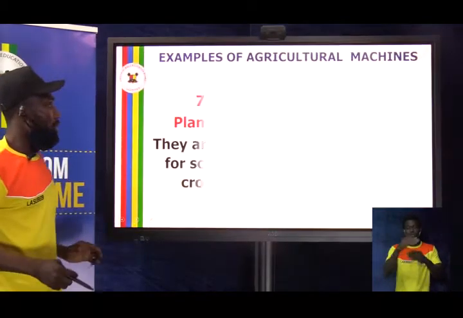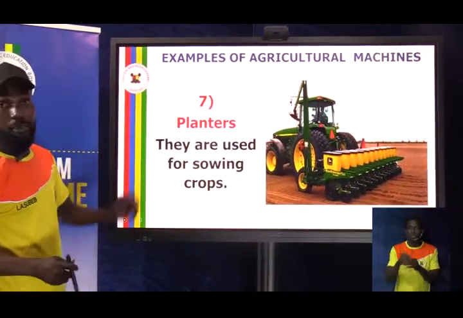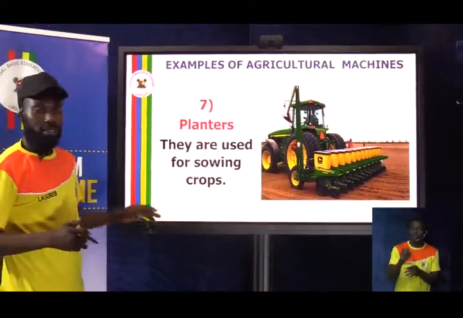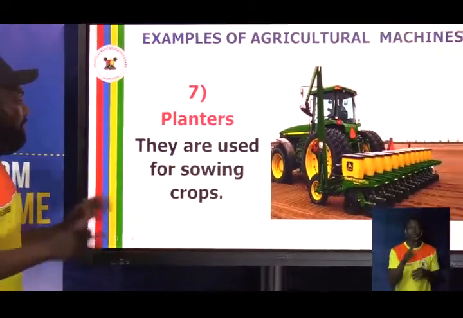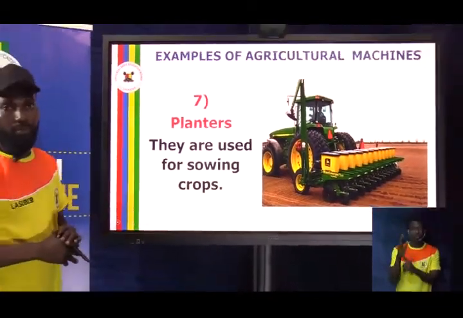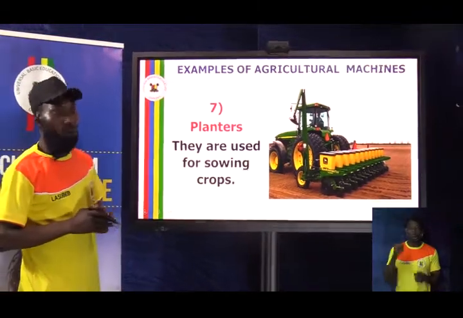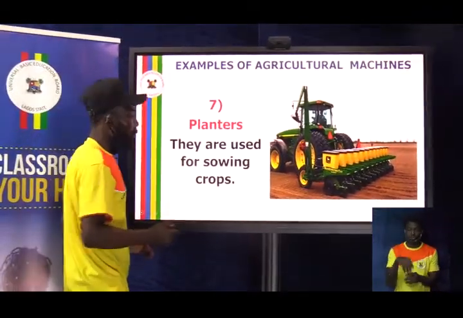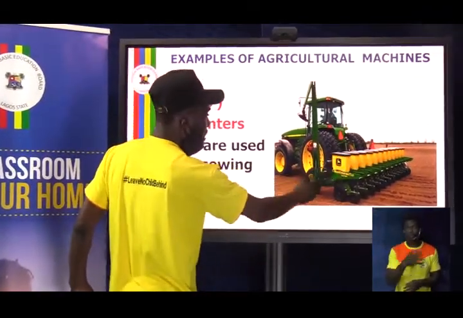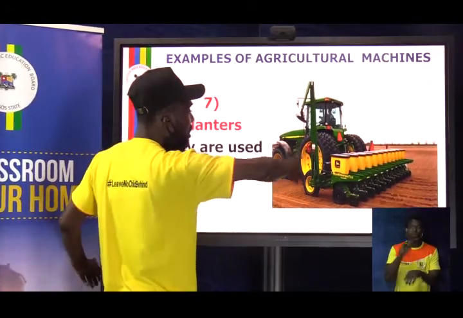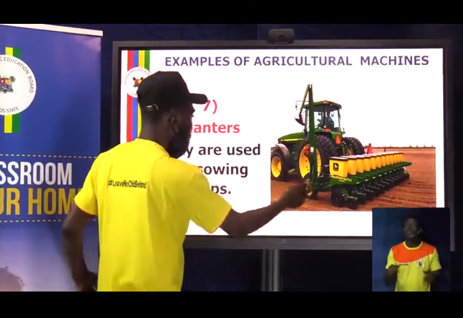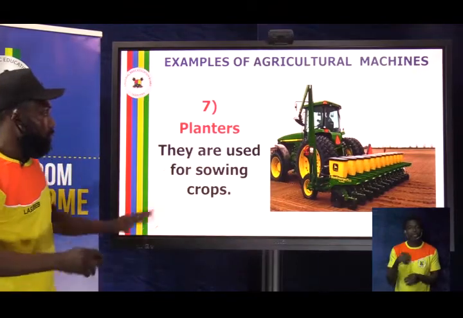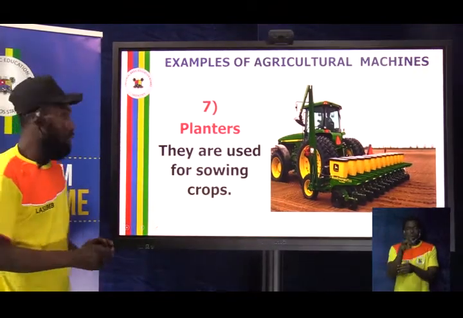Moving on to the next example of agricultural machines, and this is planters. They are used for sowing crops. To sow your crops, a planter will be used, and it can work a very large area of land. So it's used for commercial farming. So planters are used for sowing crops.